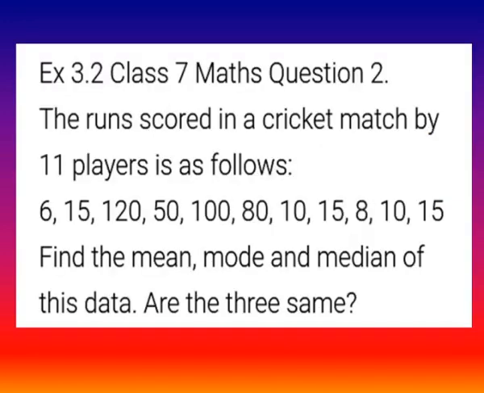Question number 2. The runs scored in a cricket match by 11 players are as follows: 6, 15, 120, 50, 100, 80, 10, 15, 8, 10, 15. Find the mean, mode and median of this data. Are the three same? In this question we are given data and we have to find the mean, median and mode, and check whether all three are the same or not.